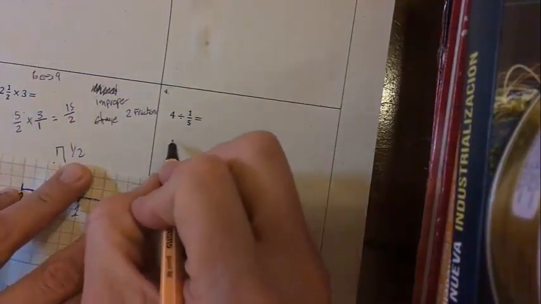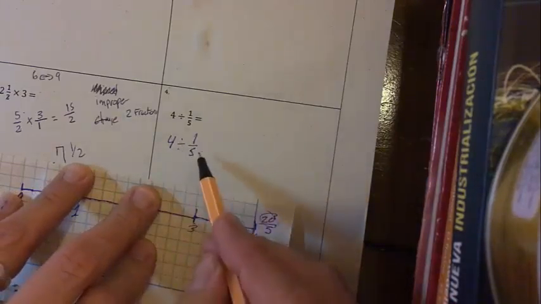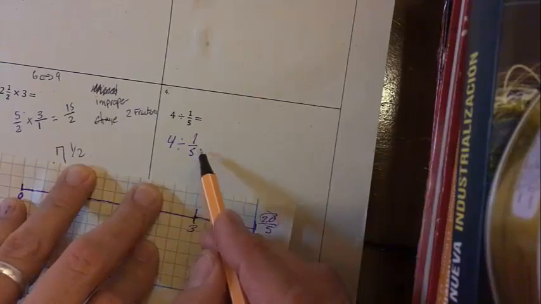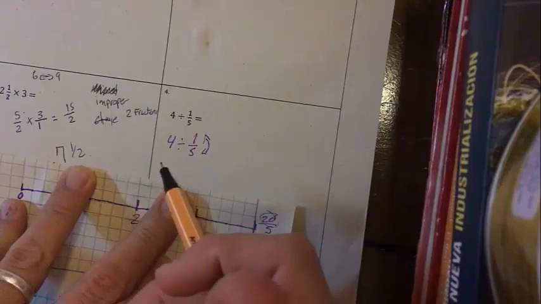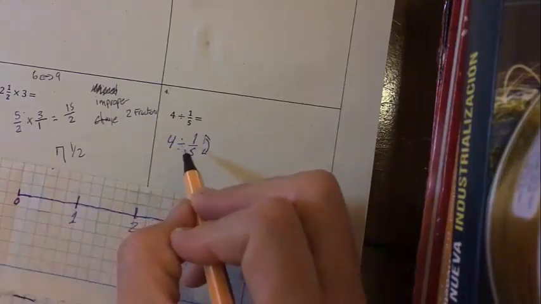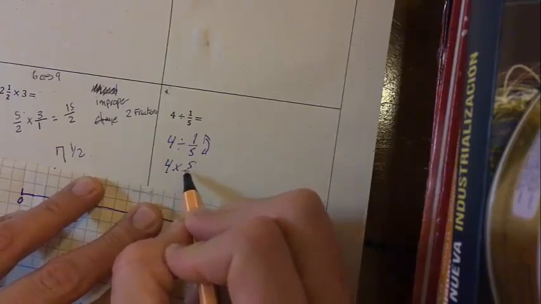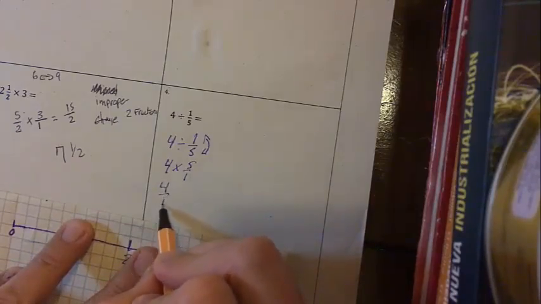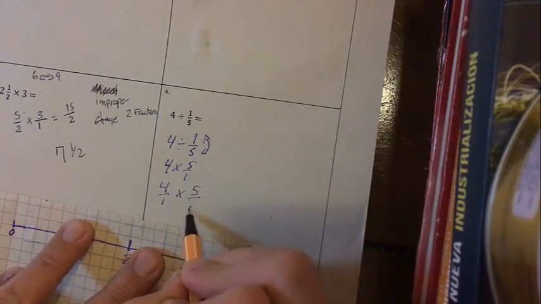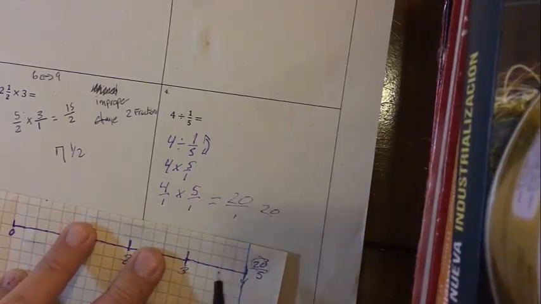So let's look at that. We can do the algorithm here. 4 divided by 1/5. We take the reciprocal of this fraction, and reciprocal means that we turn it upside down. So that, and then we multiply. So 4 times 5 over 1. We could also look at that as 4 over 1 times 5 over 1, which equals 20 over 1, or just 20.